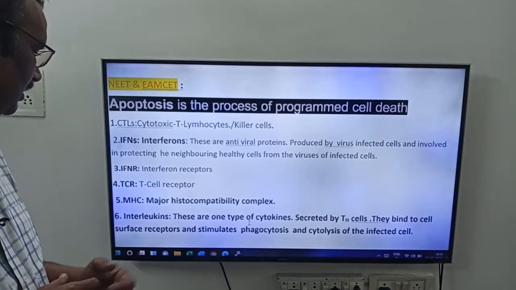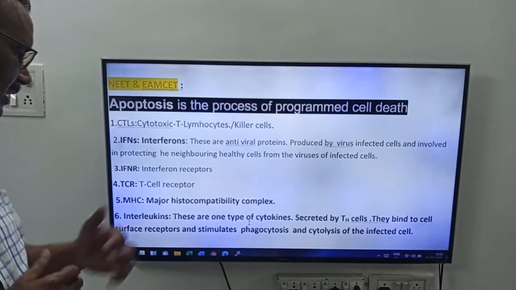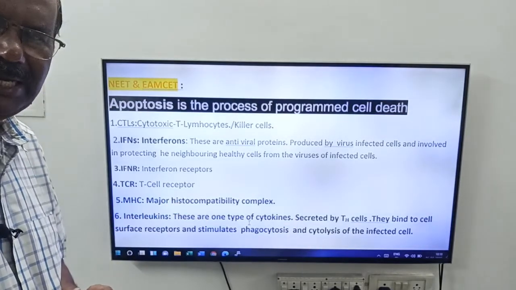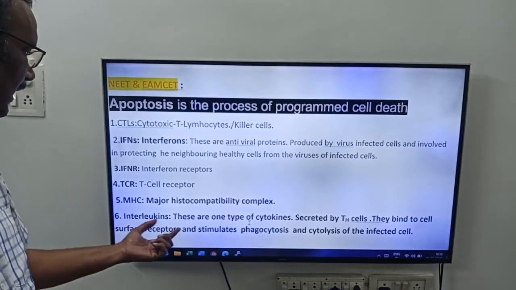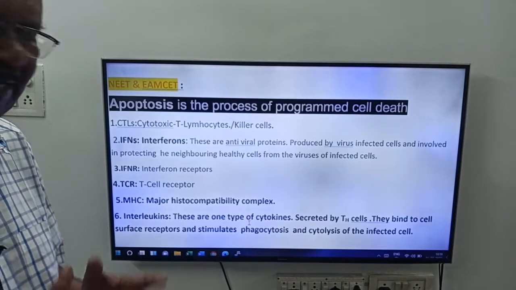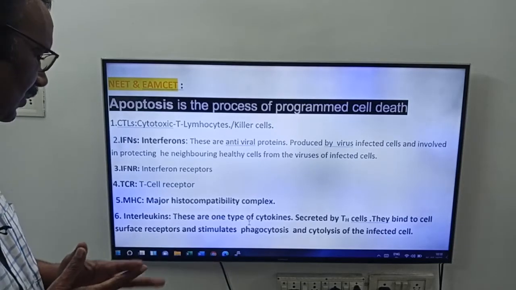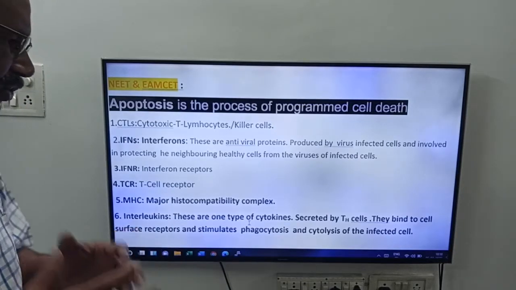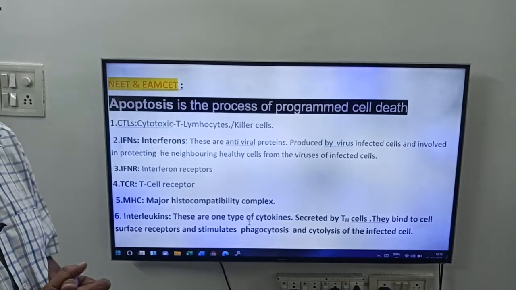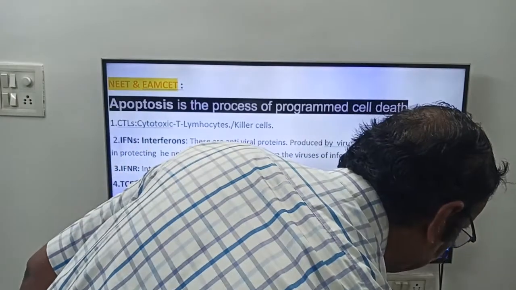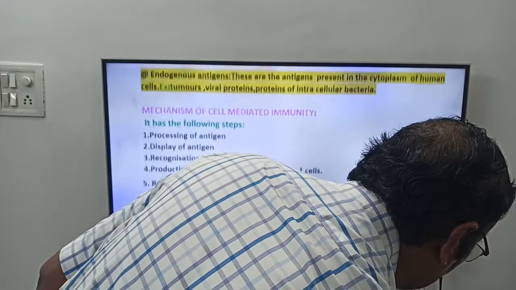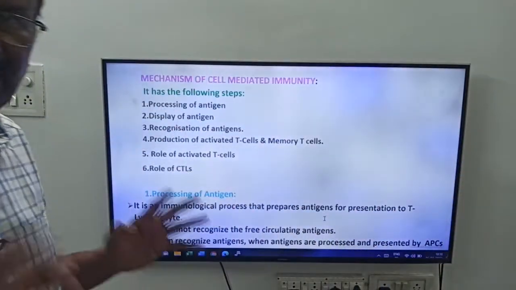Next, what are IFNRs? Interferon receptors. What are TCRs? T cell receptors. What is MHC? Major histocompatibility complex. What are interleukins? These are one type of cytokines secreted by TH cells. They bind to cell surface receptors and stimulate phagocytosis and cytolysis of the infected cells. Okay, friends? This is about cell-mediated immunity.